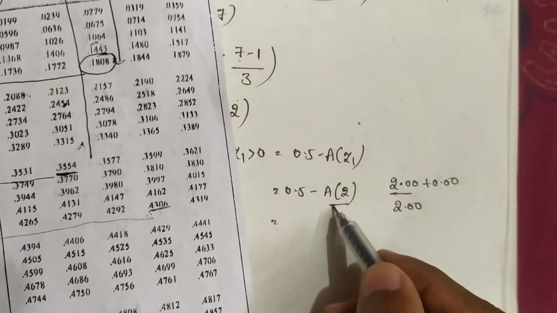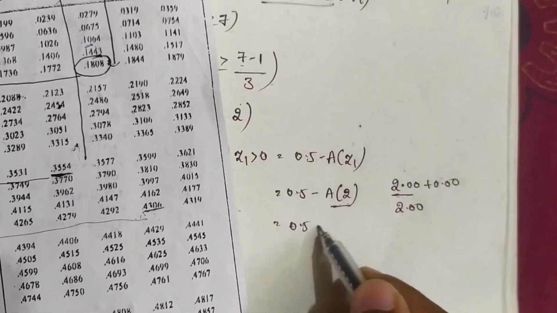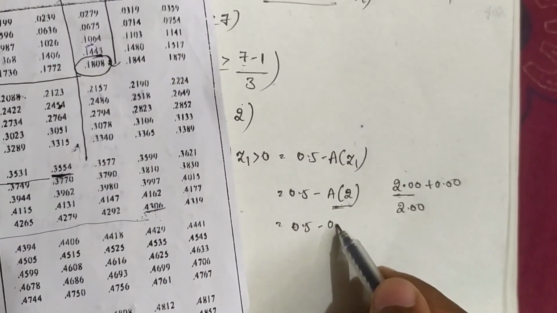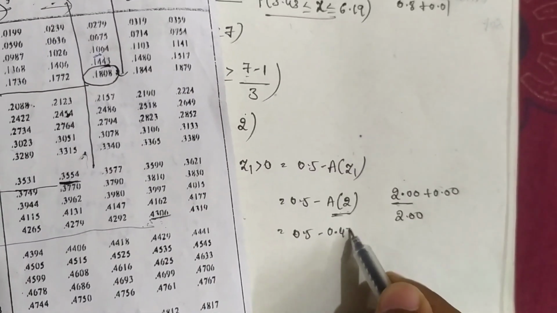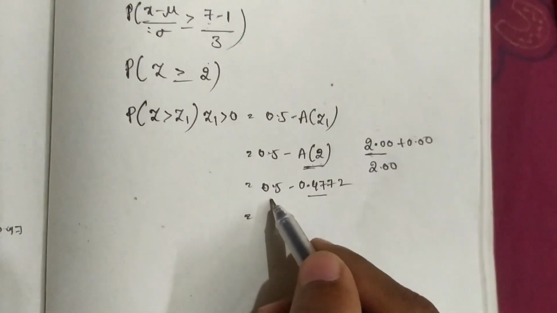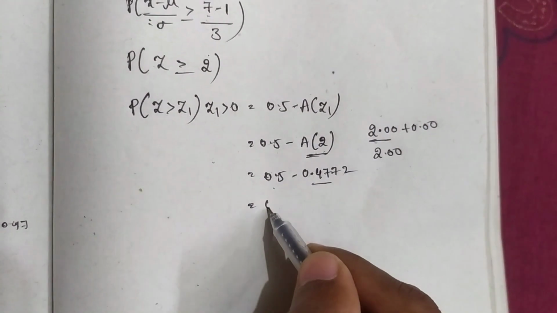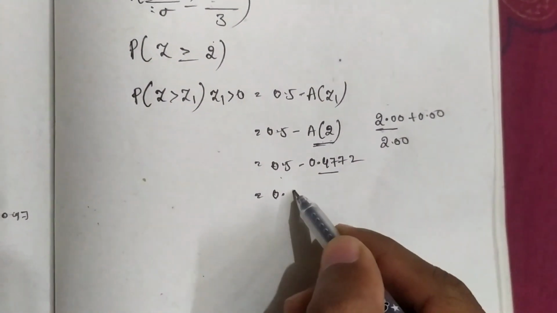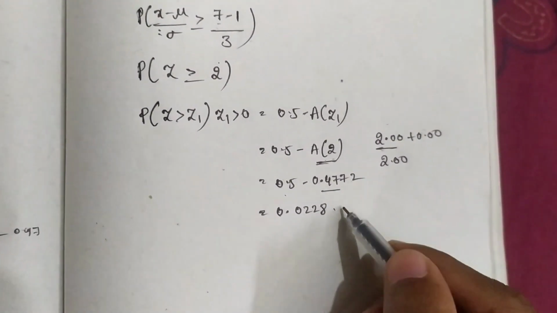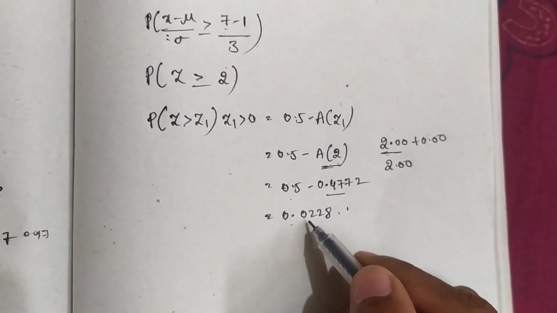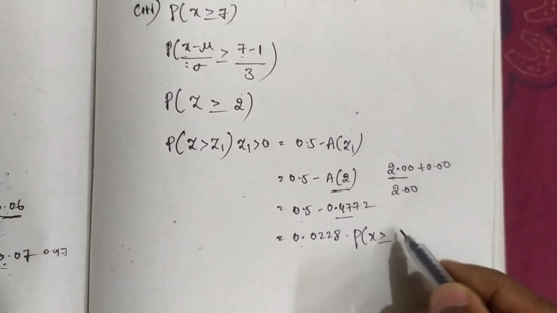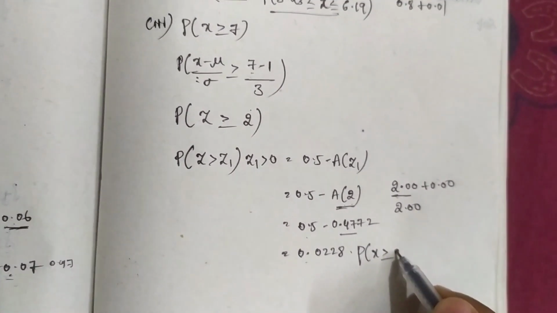In this place we write 0.5 minus the value of argument of 2, that is 0.4772. By subtracting this value from 0.5 we get 0.0228. So this is the value, 0.0228, for P of X greater than or equals to 7.